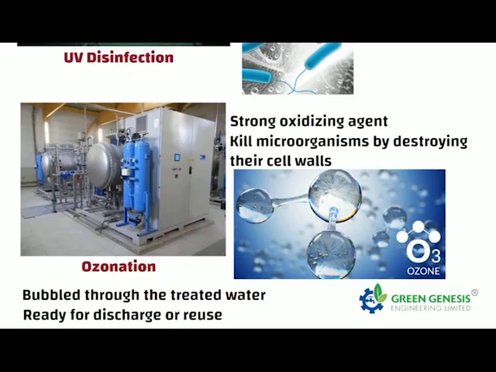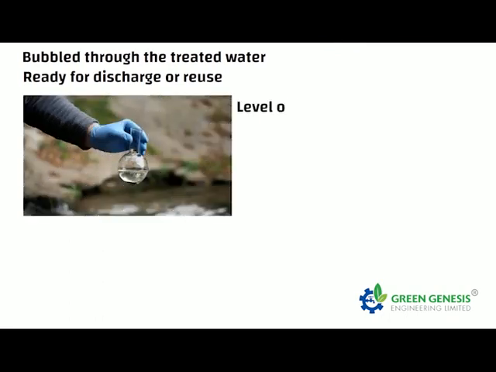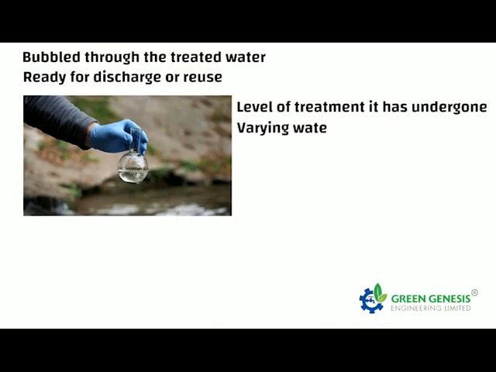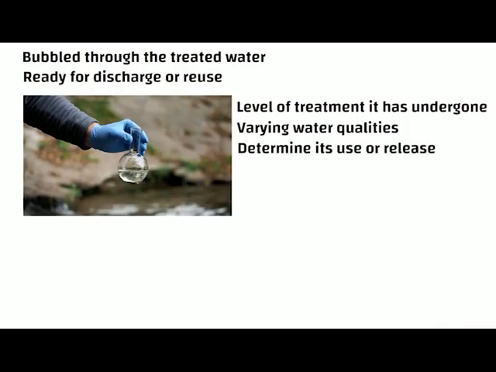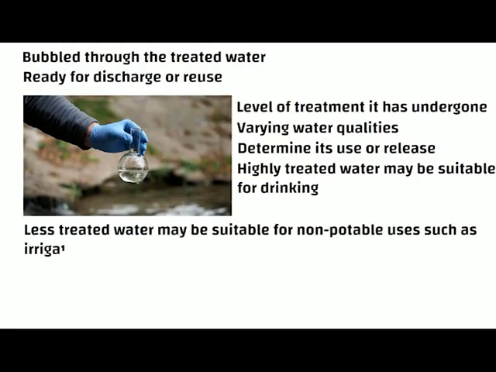It is important to note that the quality of the treated water depends on the level of treatment it has undergone. Different levels of treatment may result in varying water qualities, which may determine its use or release. For instance, highly treated water may be suitable for drinking, while less treated water may be suitable for non-potable uses such as irrigation.